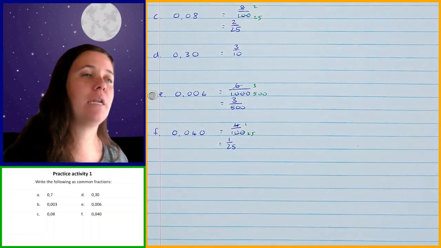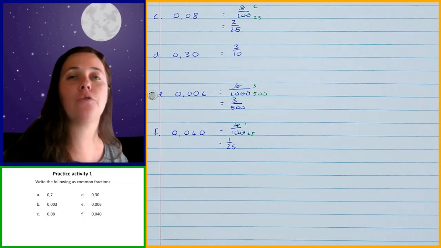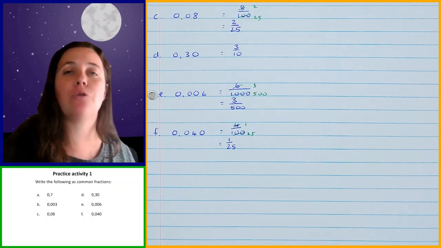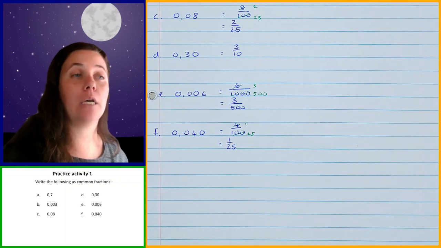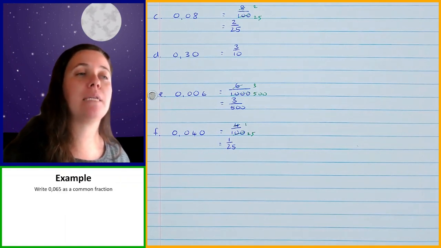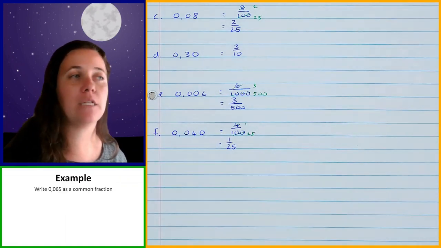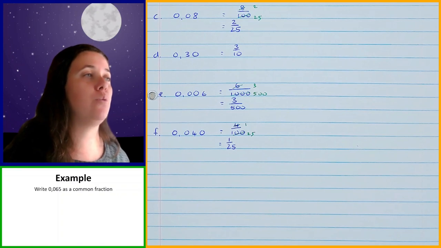Right, now let's have a look at another example. All of the ones we've done so far, we've only had one non-zero digit in our decimal fraction. Now we're going to go into ones that have more than one non-zero digit. So this first one that we've got is 0.065, okay?